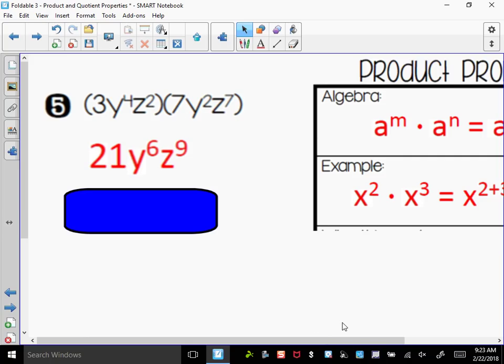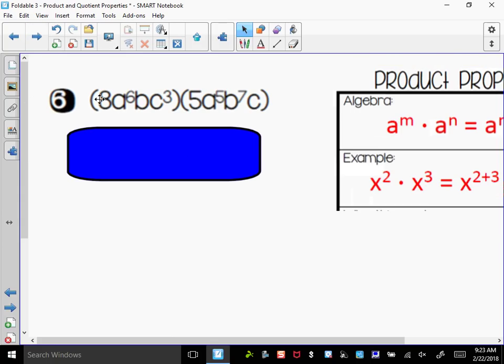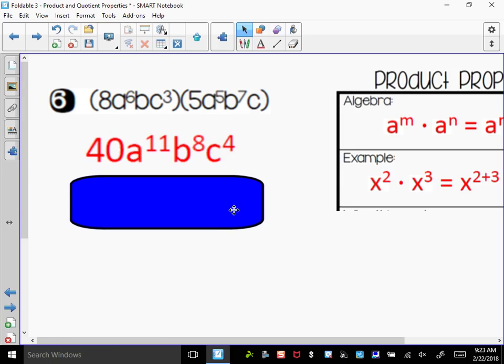Number 6. Same process. 8 times 5 gives us 40, and we're only going to add A's to A's, B's to B's, and keep in mind there's a 1 here by this B, and then C's to C's, so there's also a 1 by the C. So you end up with 40, A to the 11th, B to the 8th, C to the 4th.